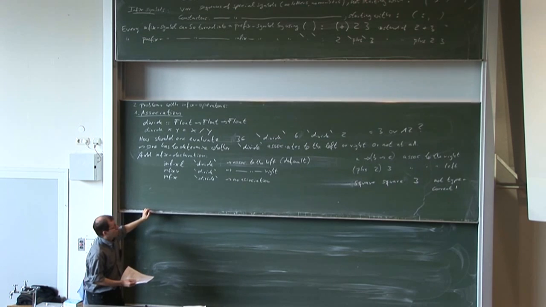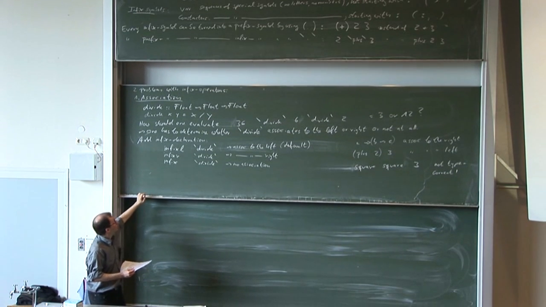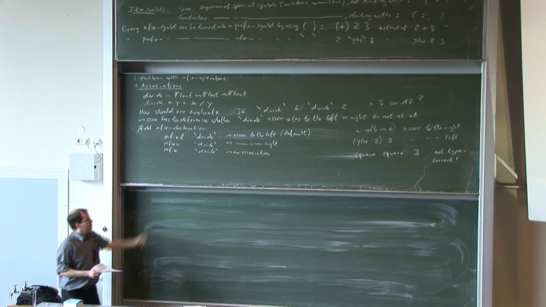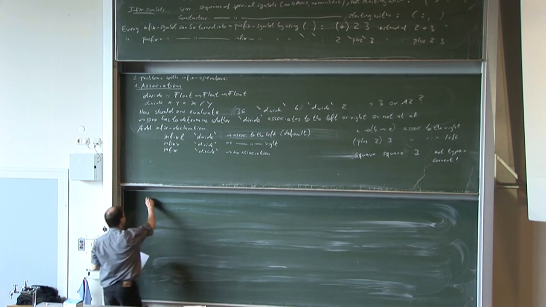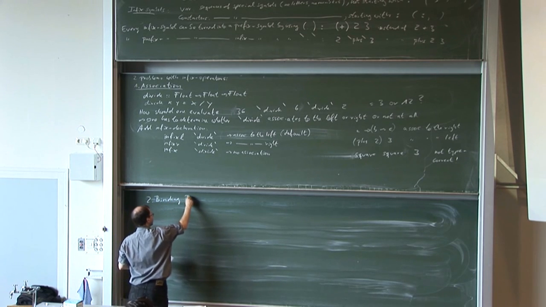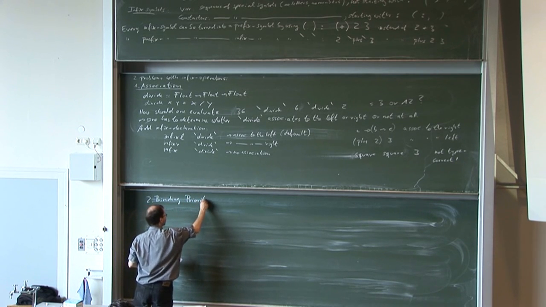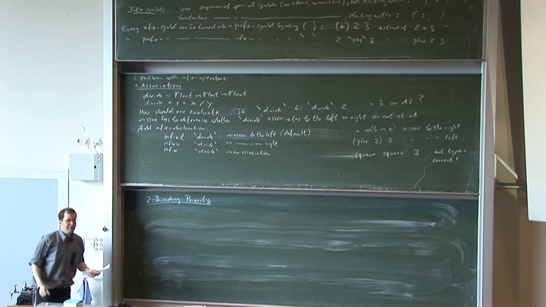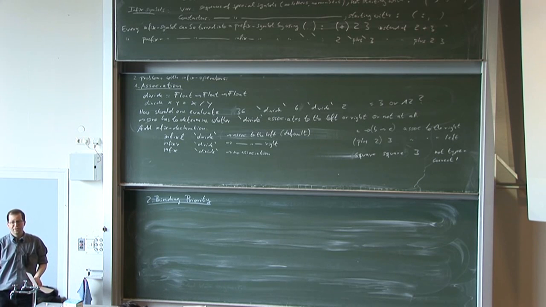Now, that's one thing you have to think about with infix declarations. And the other thing is you have to think about the binding priority. That happens if you have something like 1 plus 2 times 3. What do you execute first, plus or times?